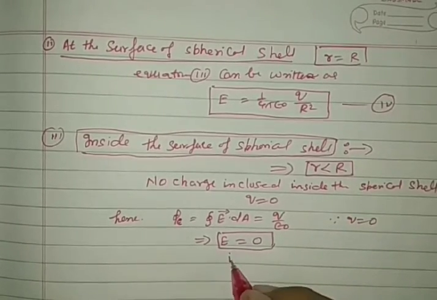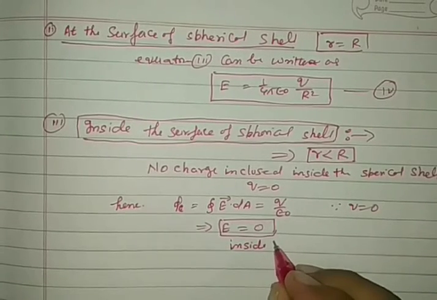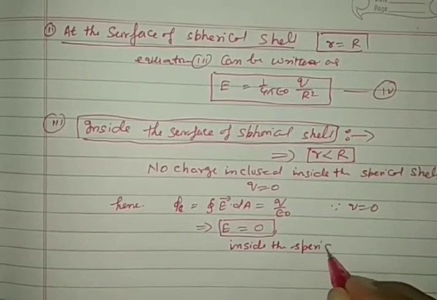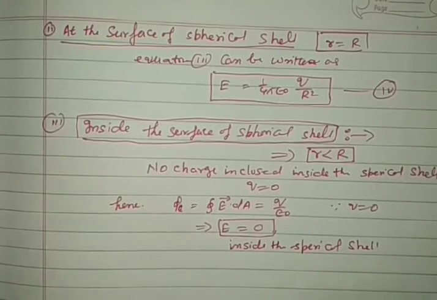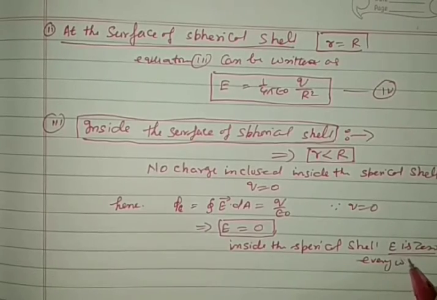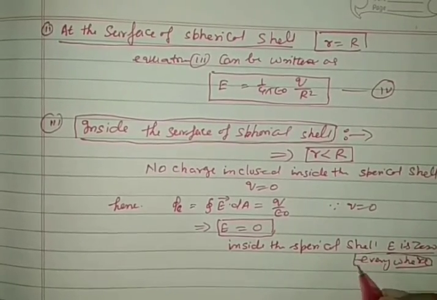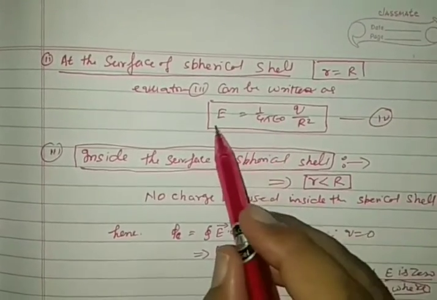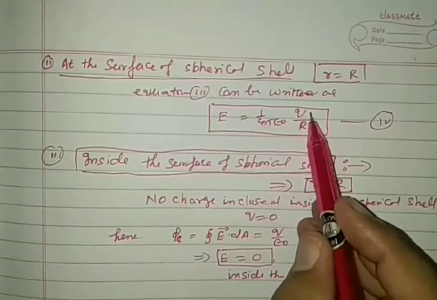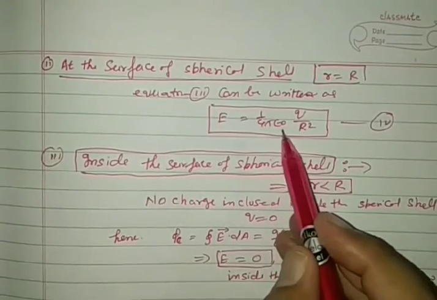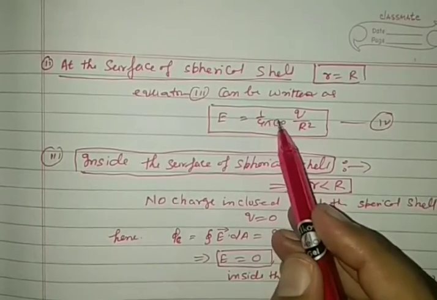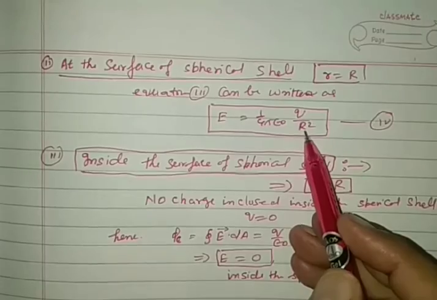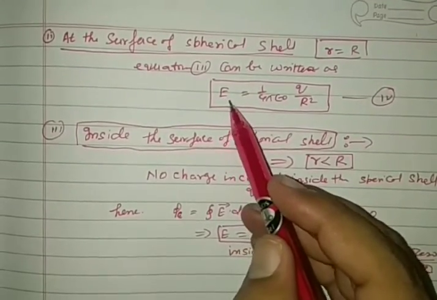It means inside the spherical shell, electric field is 0 everywhere. See very carefully. Right? At the surface, it is obtained by this formula. Q is a constant, R is a constant, 1 upon 4 pi epsilon 0 is a constant. For a given spherical shell, if charge is constant, its radius is constant. So electric field at the surface is a constant.